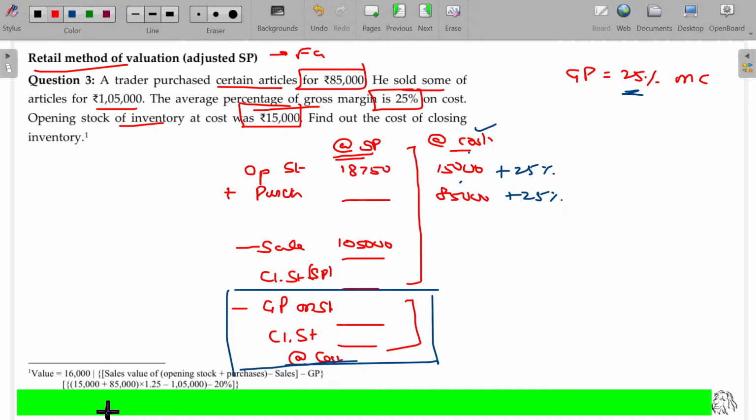18,750. 3,750 is the profit, which is added to 15,000 to get the opening stock at sale value of 18,750. Similarly, in the case of purchases, 85,000 is the cost. You have to add 25% profit on that. 85 into 25%.